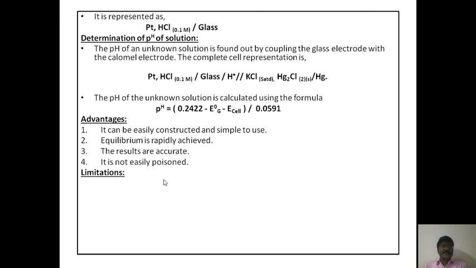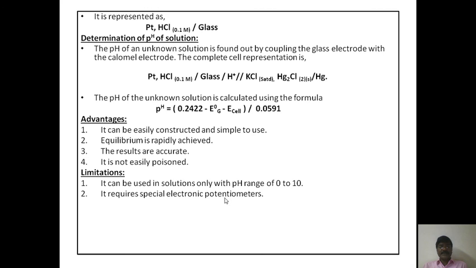What are the limitations of glass electrode? It can be used in solutions only with pH range of 0 to 10. It requires special electronic potentiometers.